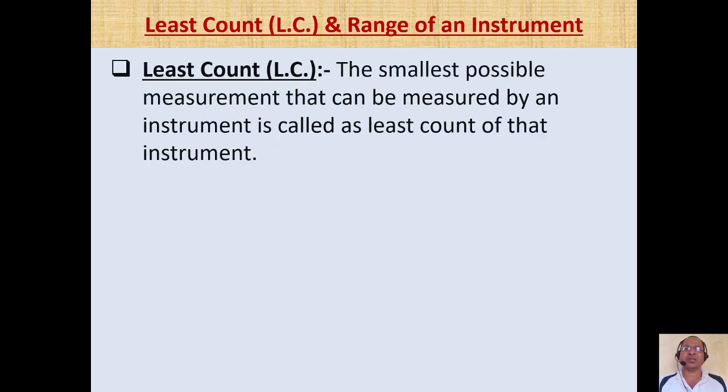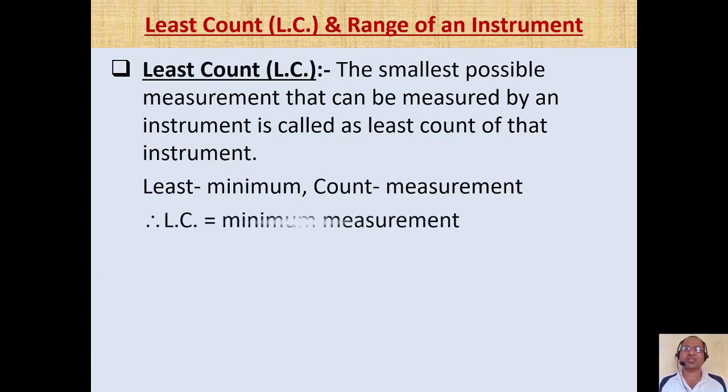Least count, as the name indicates, least, L-E-A-S-T, stands for minimum. Count stands for measurement. So least count simply means minimum measurement. We define least count of an instrument as the smallest possible measurement that can be measured by an instrument. That is the simple definition for least count. Generally we say that the instrument having less least count is more accurate, or it gives accurate reading.